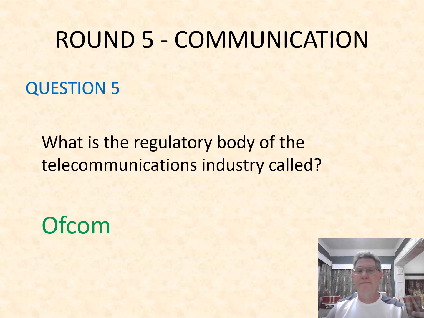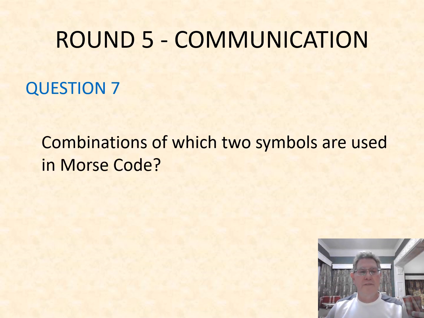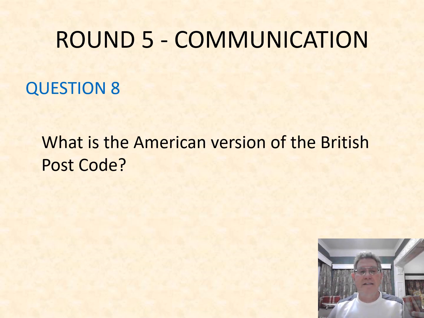That's what it's short for. Number 6, what type of clock works from shadows? As you know, it's a sundial. And number 7, combinations of which 2 symbols or characters are used in Morse code? It's dots and dashes. Dot, dot, dot, dash, dash, dash. Number 8, what is the American version of the British postcode? You know it. It's the zip code. They call it a zip code.